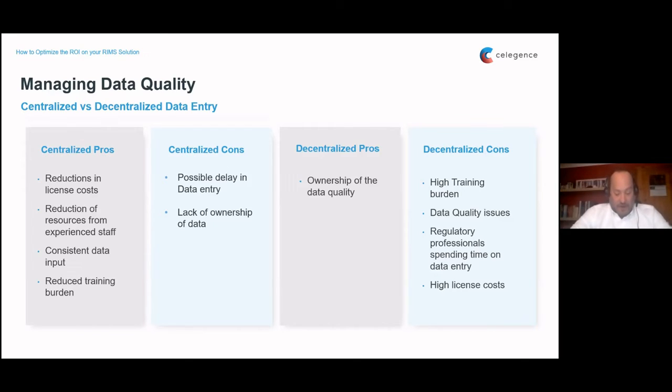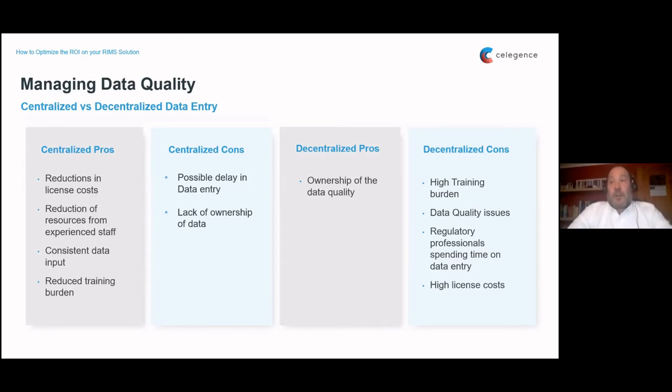I believe you get a higher level of quality when using a centralized team on the basis that they'll be using the system day in and day out and won't need to relearn the processes every time they want to put in some data. And obviously there'll be a reduced training burden as you won't need to train as many people on the system.